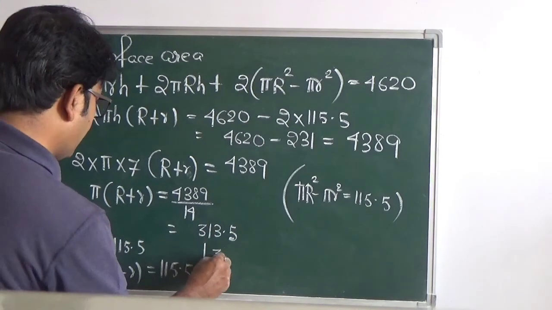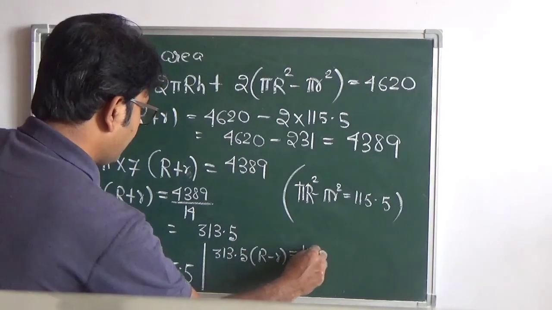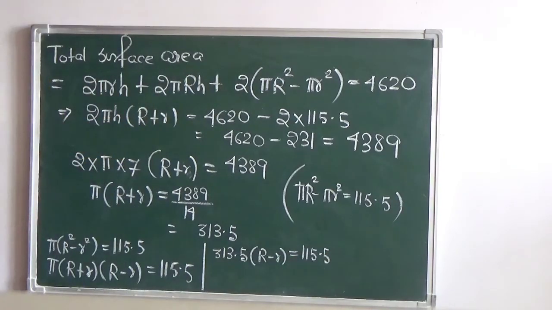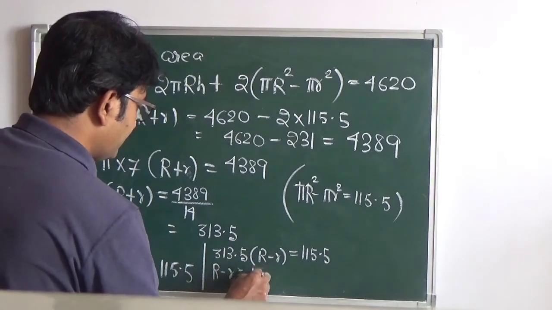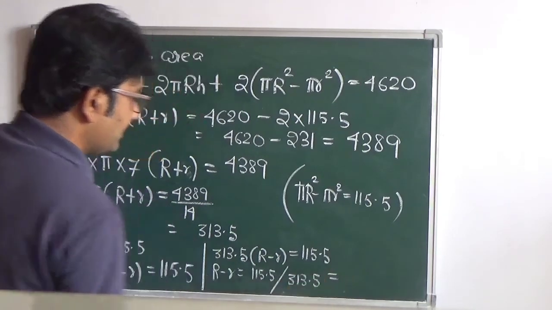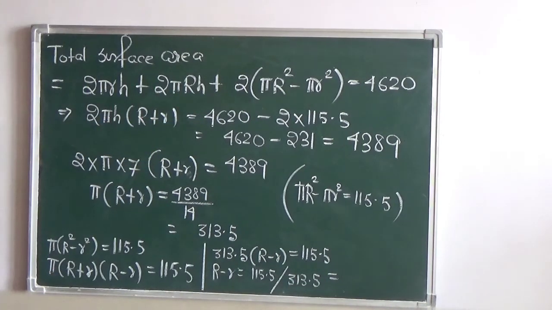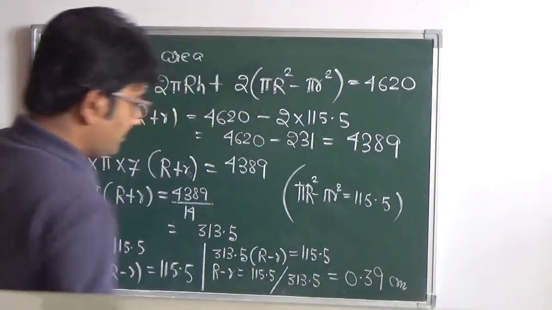So here we will write 313.5 into R minus r equals 115.5. So how much will the value come to? R minus r will be 115.5 divided by 313.5. Whatever value comes, that will be the final answer. So it is 115.5 divided by 313.5, coming to 0.39, something like that. 0.39.